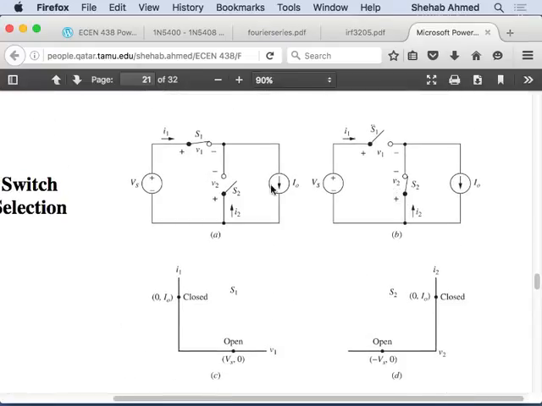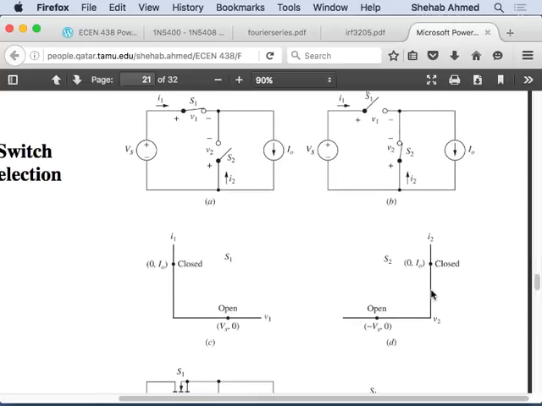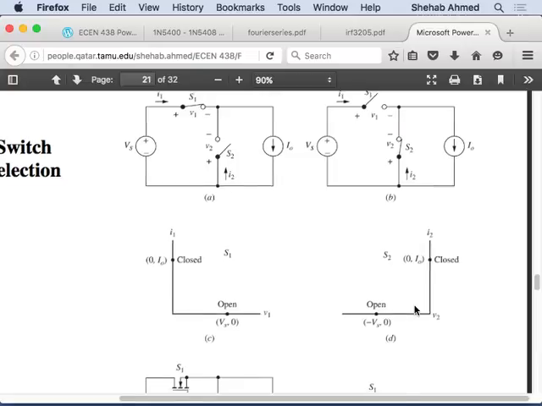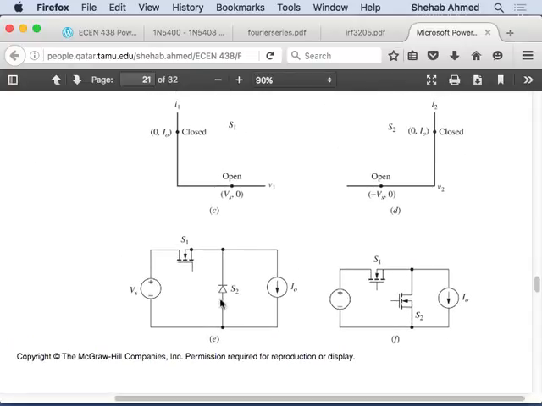Same thing for switch S2. Here, I have 0 current flowing and a voltage equal to minus Vs. This polarity of V2 is the minus Vs polarity. So it's minus Vs and 0 current. The other condition is conducting the load current with 0 volts across it because it's an ideal switch. So you go back, and this is probably the IV characteristic for the diode. So we were able to put a MOSFET and a diode here.